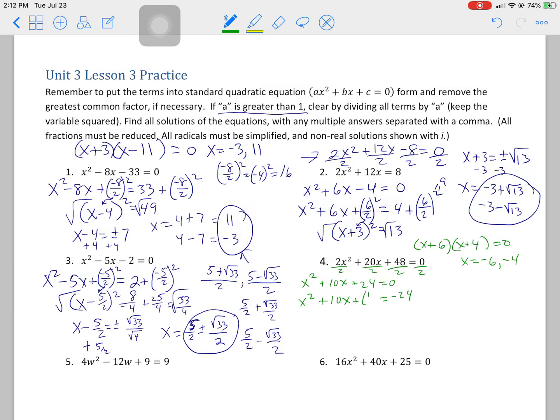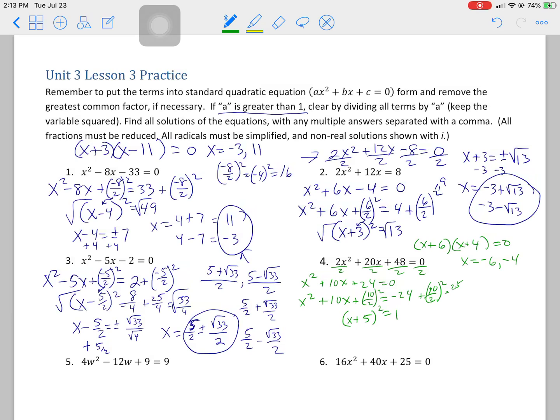All right, so this would be 10 over 2 squared plus 10 over 2 squared. So this is 10 over 2 squared, which is 5 squared, which is 25. 25 minus 24 is a 1. Go back over here. 10 divided by 2 is a 5. So that's where we are on that one.